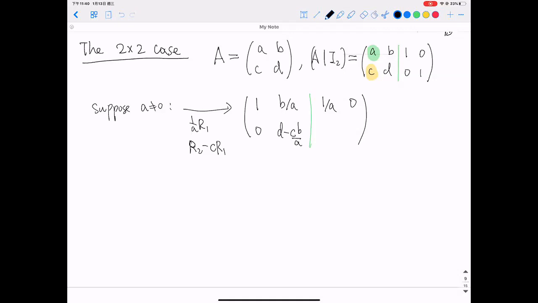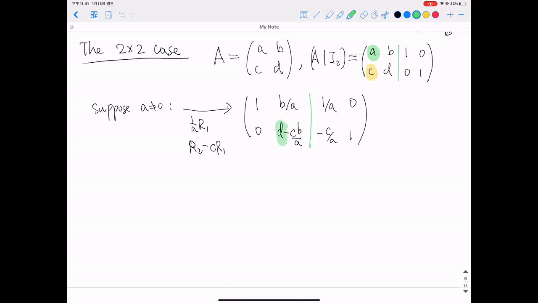Now you would be getting 0 minus 1 over A, so negative 1 over A, times C. So negative C over A, then 1 minus 0 is 1. Okay. So now the first row is completely dealt with.